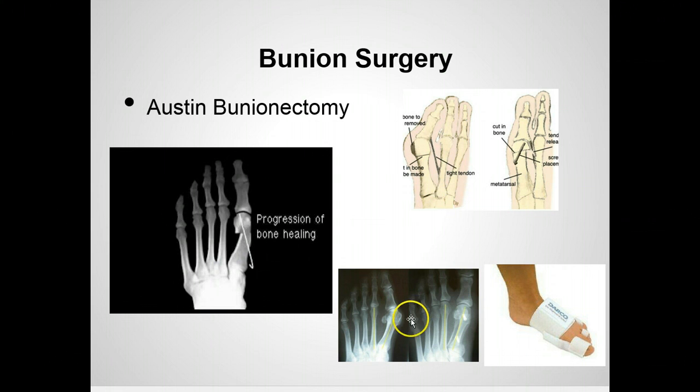So once again, here's an example of the angle that we measure before and after the surgery. This is more of a scarf bunionectomy, where you actually cut along the whole length of it. This is an Austin bunionectomy, and there's a little video here, you can watch it.